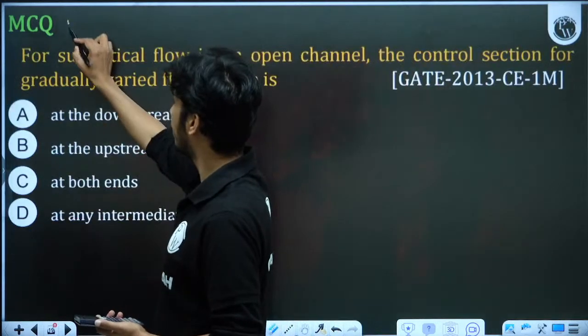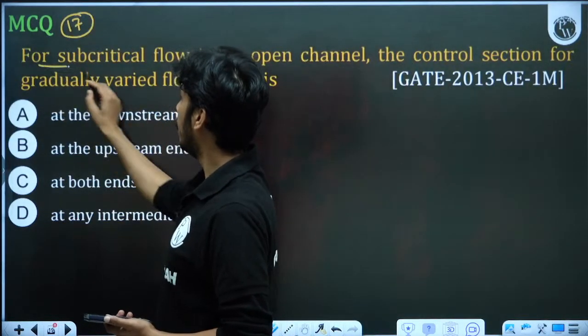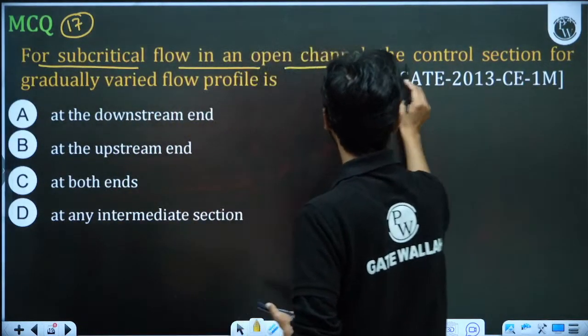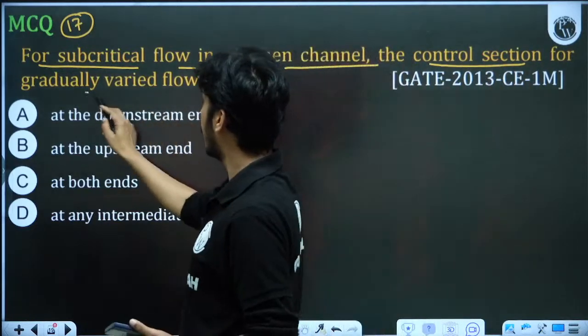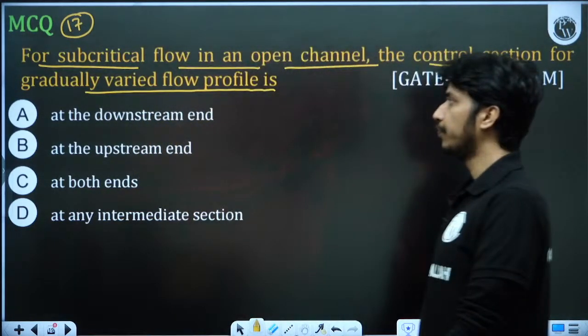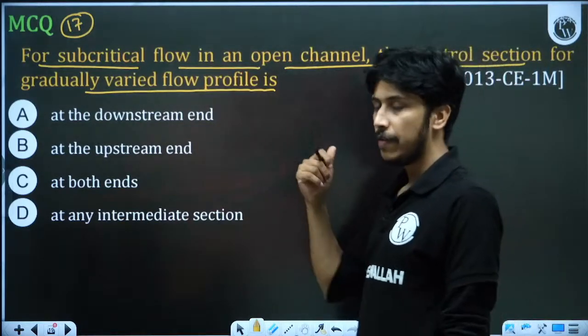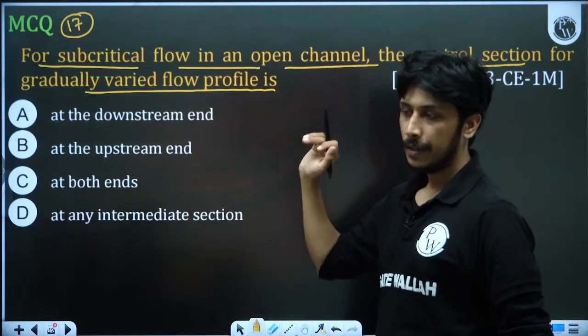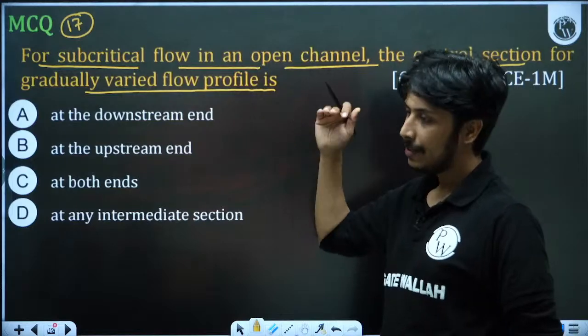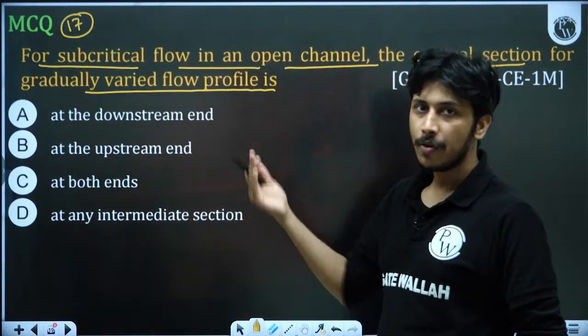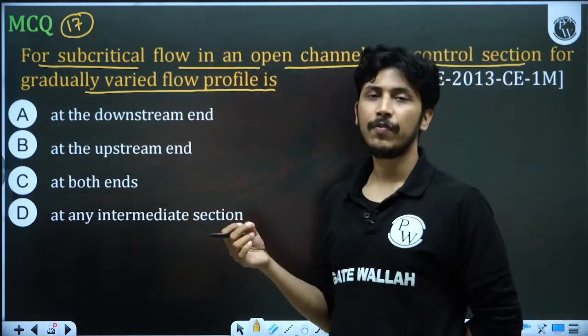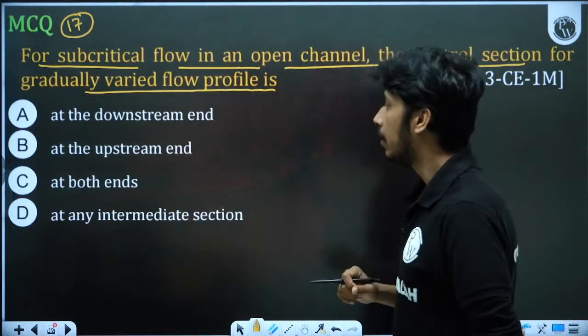Next question, question number 17. For subcritical flow in an open channel, the control section for gradually varied flow profile is... For subcritical flow, where is the control section? When you throw a stone, the wave will travel to one side, and the opposite side will be the control section. Whichever direction the wave is traveling, the opposite side is the control section.